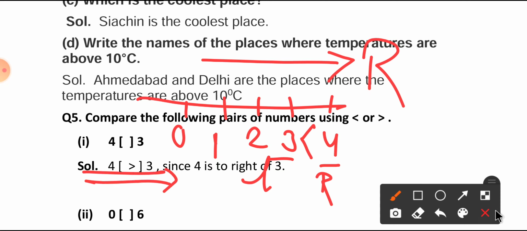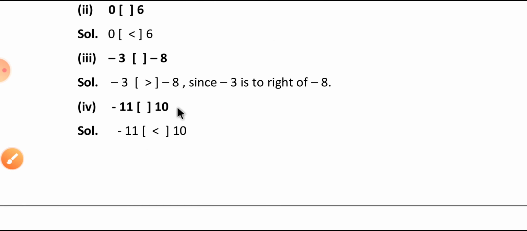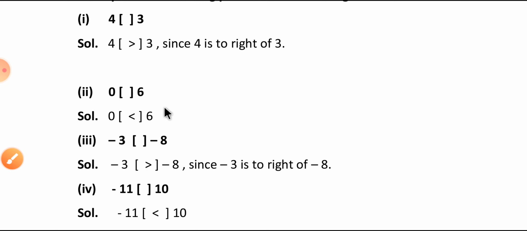The next one, 0 and 6. So which one is greater? 6, since 6 also lies to the right of 0.